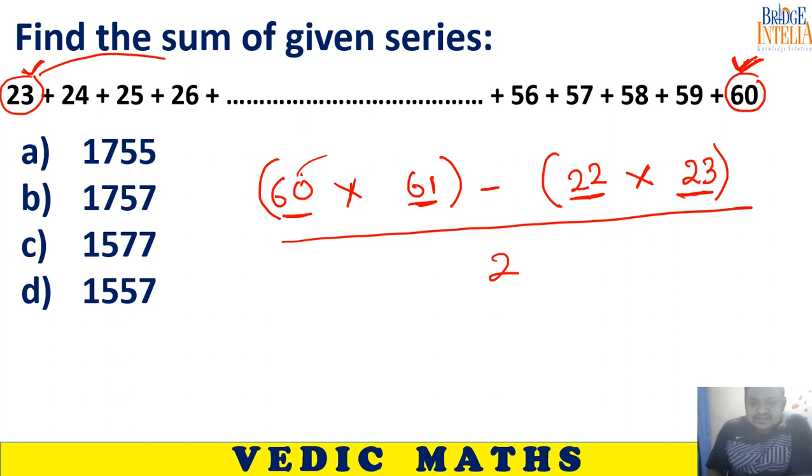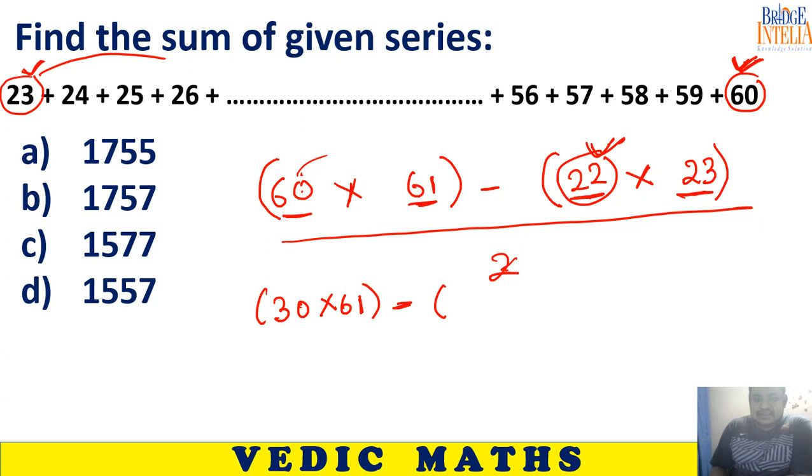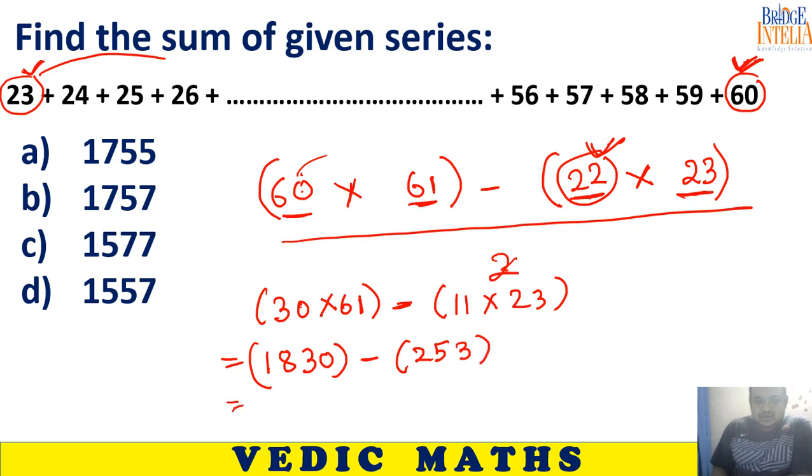How will you get the answer? This 2 and this 60 will be cancelled. So this will become 30 into 61 minus, again this 2 and 22 will be cancelled, so 22 is 11 times 2. So 11 into 23. So 30 into 61 is 1830 minus 11 into 23, which is 253. So this comes out to be equal to 1577. So 1577 is the answer.